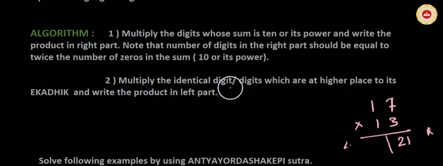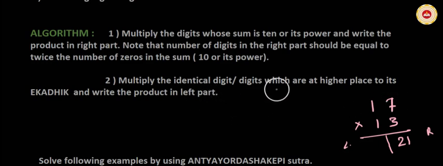Multiply the identical digit or digits which are at the higher place by its ekadhik. What is ekadhik? What does it mean by ekadhik? Ekadhik means one more. Ekadhik of 1 is 2. Ekadhik of 2 is 3. Ekadhik of 3 is 4. You have to add 1 to the number or to the digit whose ekadhik is to be calculated. If you want to calculate the ekadhik of 5, add 1 to 5. You will get 6. So 6 is the ekadhik of 5.